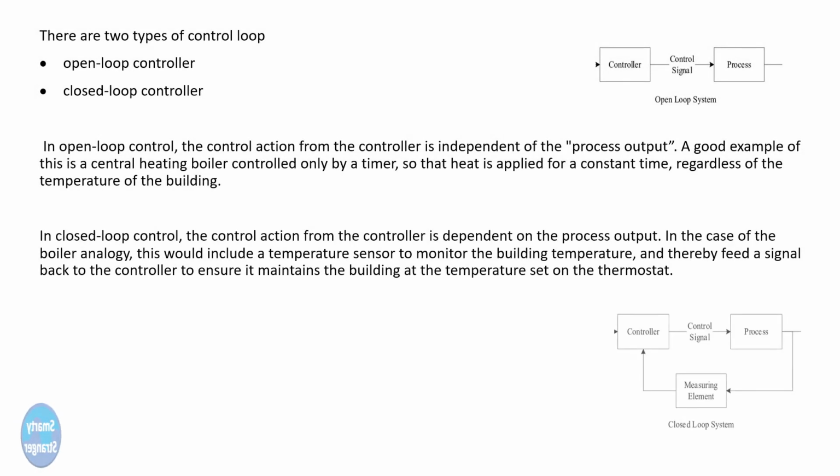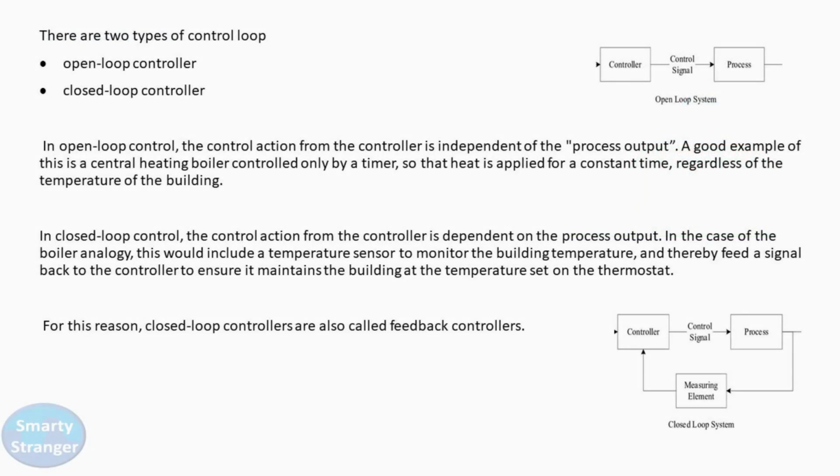In closed-loop control, the control action from the controller is dependent on the process output. In the case of the boiler analogy, this would include a temperature sensor to monitor the building temperature, and thereby feed a signal back to the controller to ensure it maintains the building at the temperature set on the thermostat. For this reason, closed-loop controllers are also called feedback controllers.